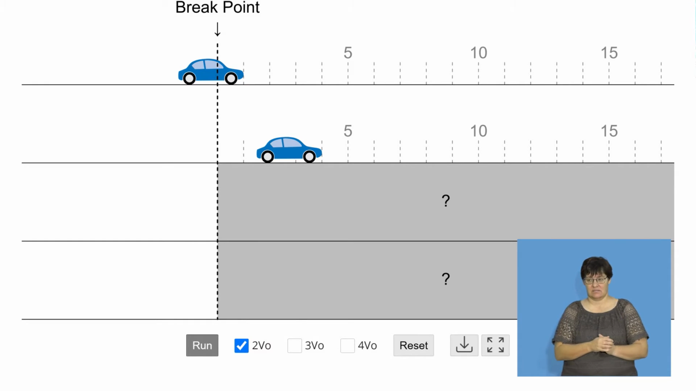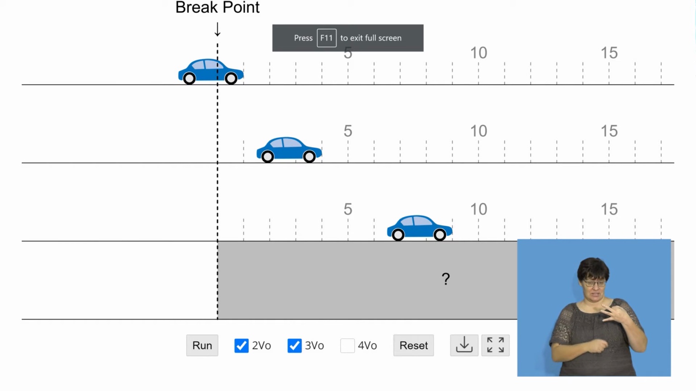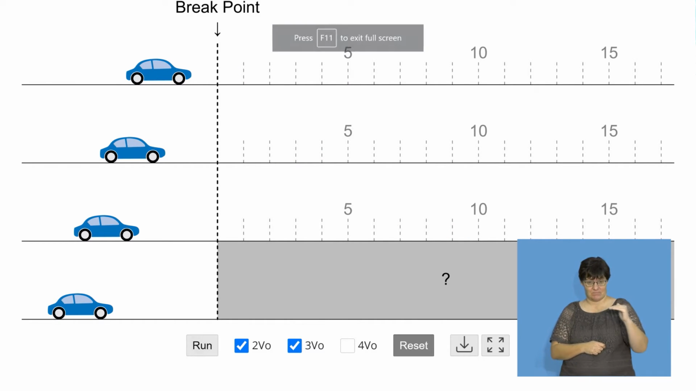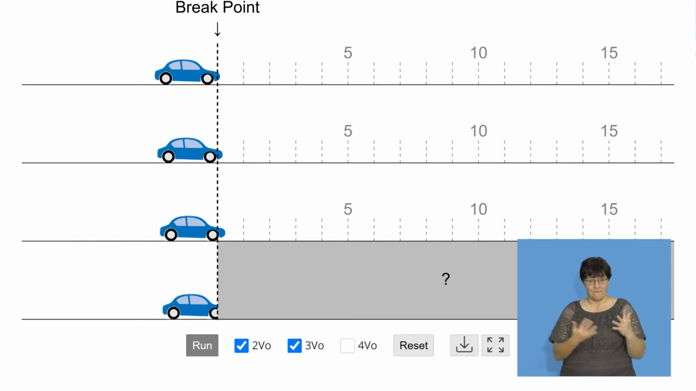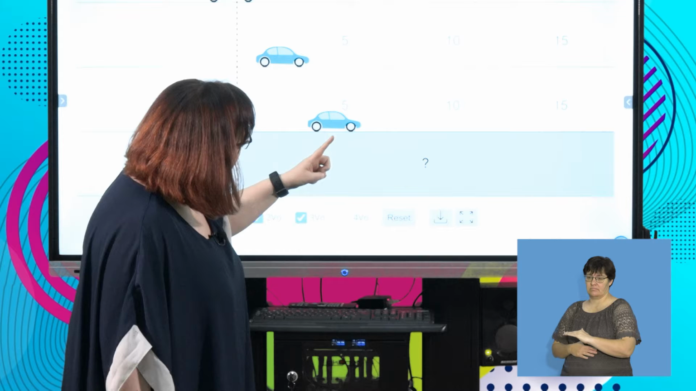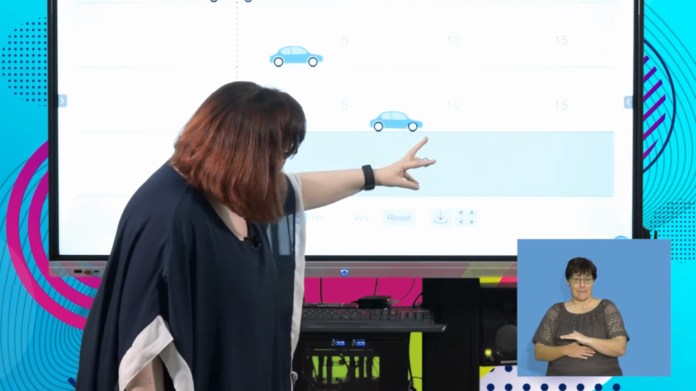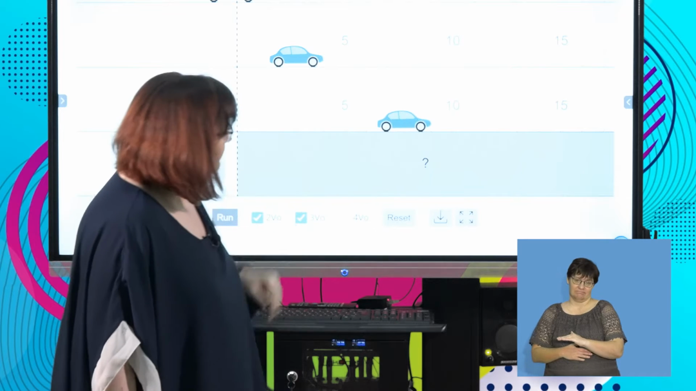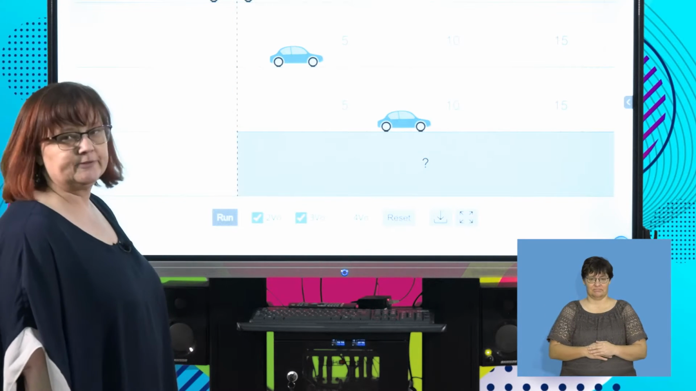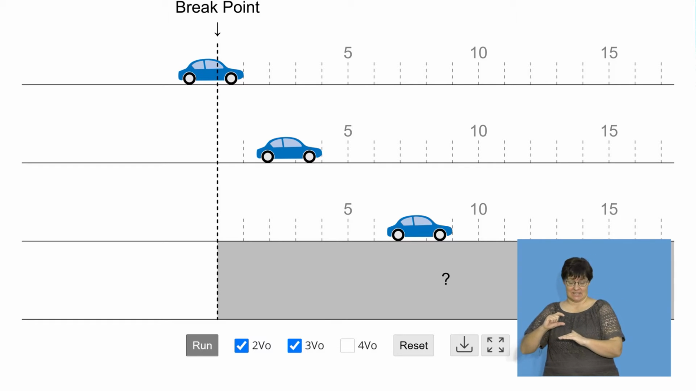Okay, let's go to 3. Oopsie, let's go to 3. Let's see what happens. See, that one's going much faster now. And it goes, keep going, it's going. And there it goes. It stops. Smallest kinetic energy, bigger kinetic energy, even bigger kinetic energy.